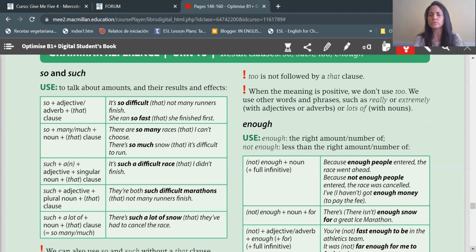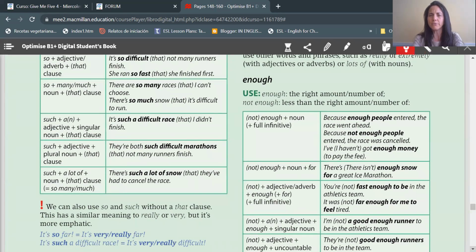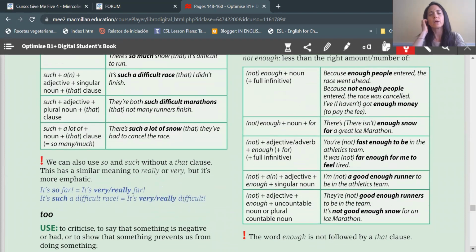Now let's see what's the use of enough. Enough means the right amount or number of. Not enough means less than the right amount or number of. Let's see the structures. Enough plus a noun plus the full infinitive. Because enough people entered, the race went ahead. So here we have enough plus a plural noun. Or because not enough people entered, the race was cancelled. Not enough plus plural noun again.